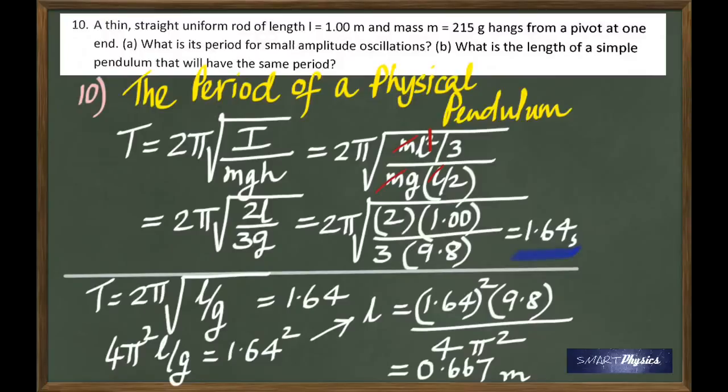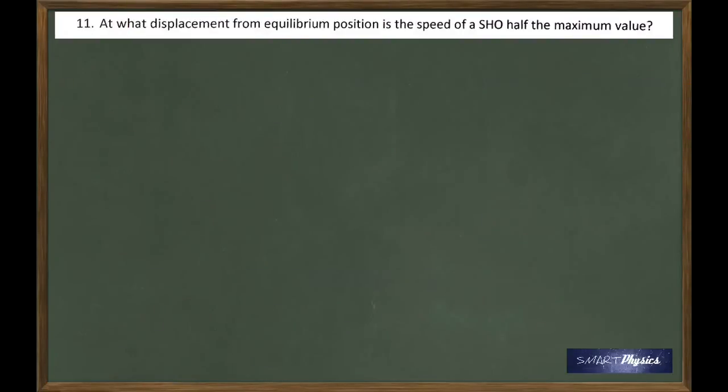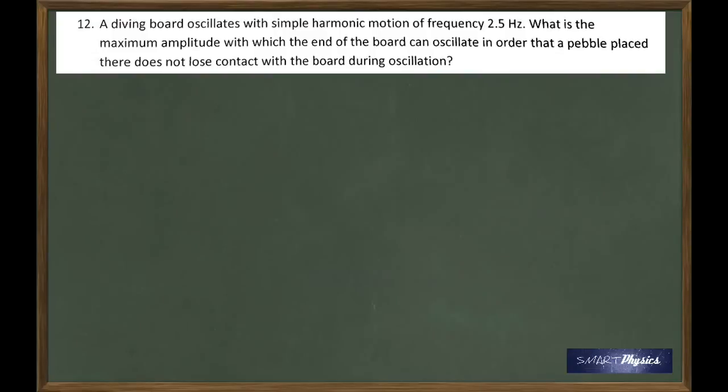You don't need this question. This one: at what displacement from the equilibrium position is the speed of simple harmonic motion half the maximum value? Let's skip that. And go to this. A diving board oscillates with simple harmonic motion of frequency 2.5 Hertz. What is the maximum amplitude with which the end of the board can oscillate in order that a pebble placed there does not lose contact with the board during oscillation?